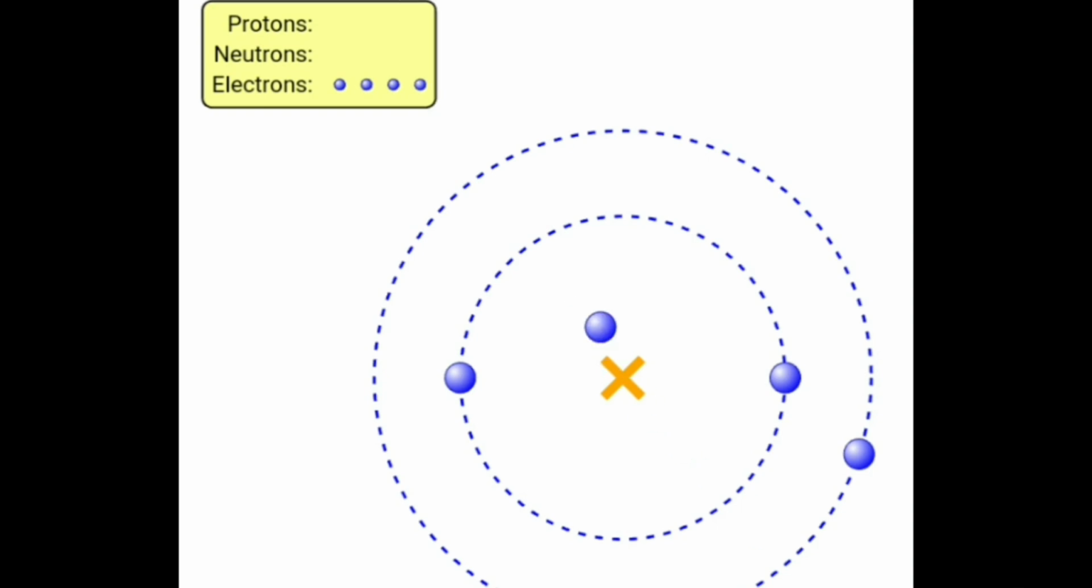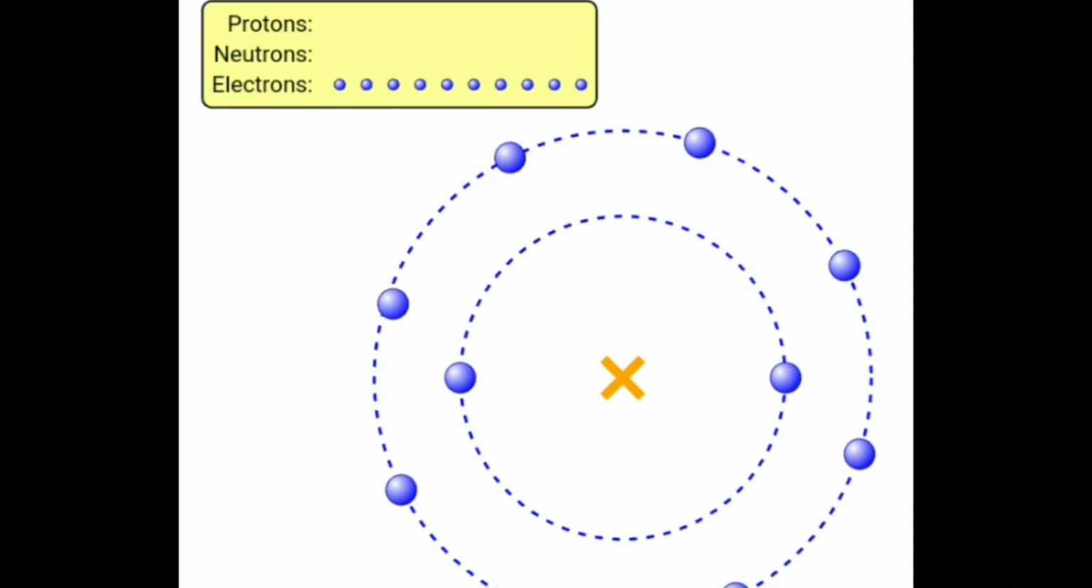Recall the last shell as the valence shell, and atoms want to fill the capacity of their valence shell to be more stable. There is a rule of thumb called the octet rule, which states that elements would like to have 8 electrons in their last shell, or valence shell.